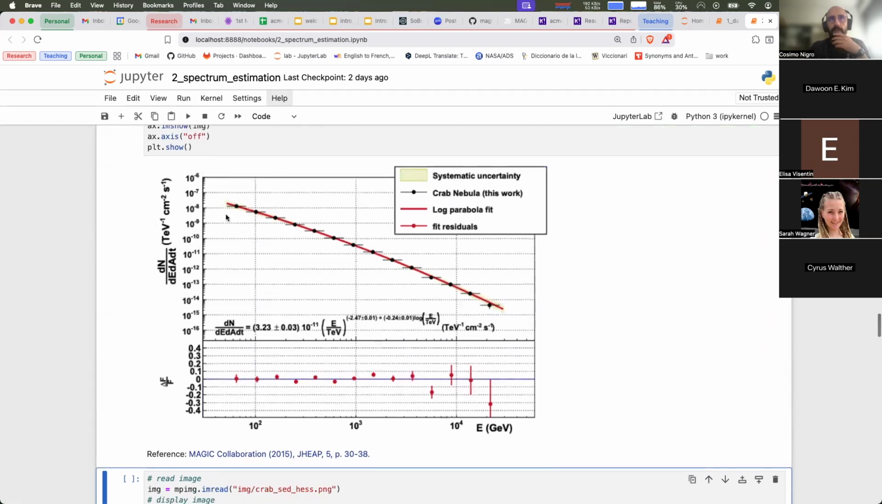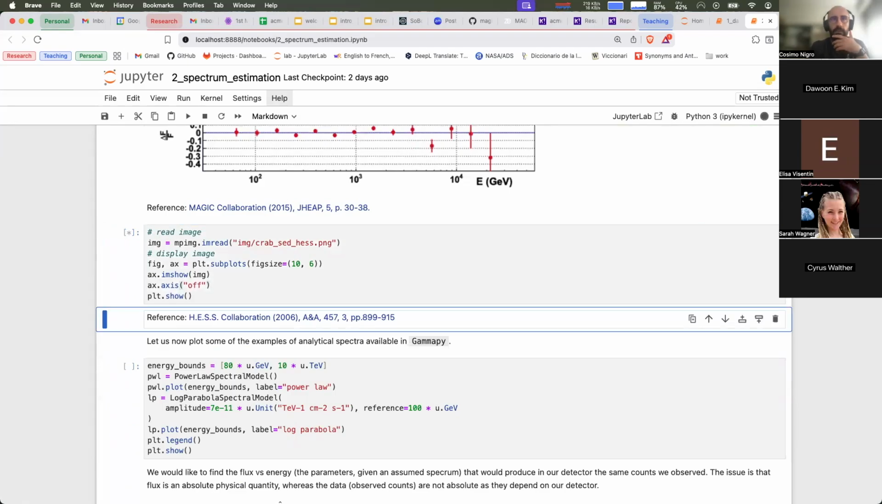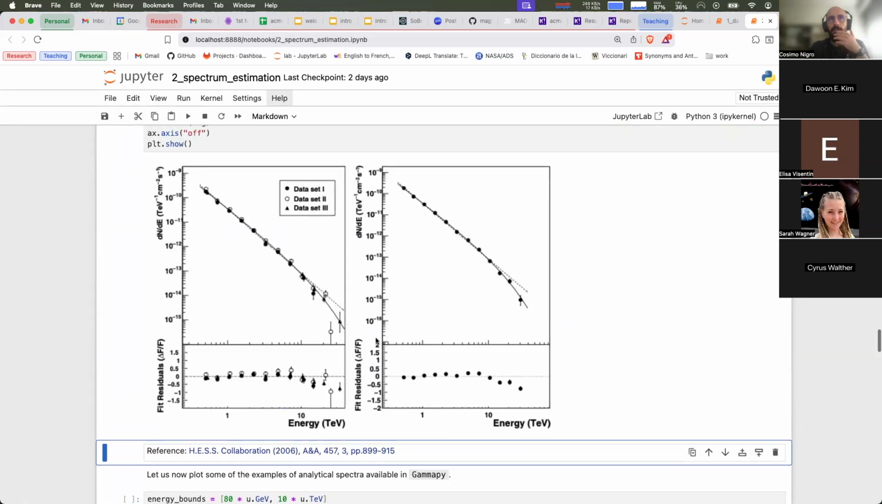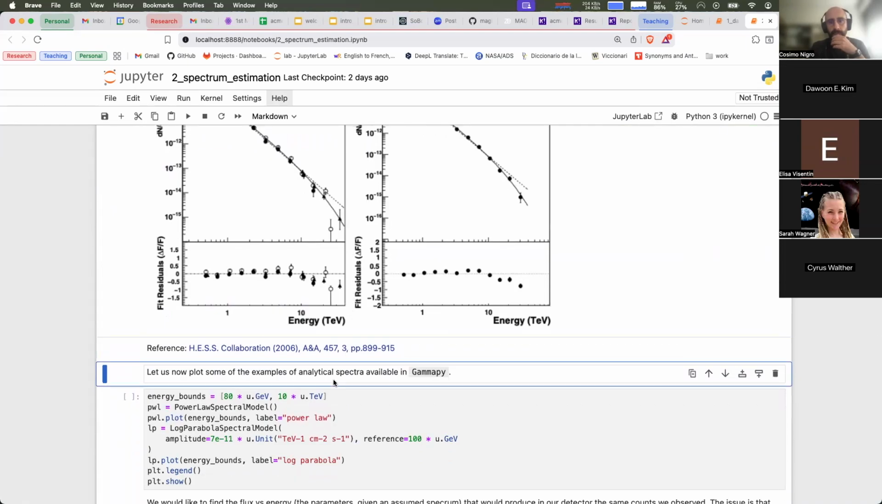For example, here you can see a measurement of the Crab Nebula spectrum by MAGIC. And as you can see, what we did is basically assume a log parabola and fit it to the whole spectrum. And here you can see the same by H.E.S.S., basically different. I think one is a power law with a cutoff, but basically what we do is we assume all the spectrum is described by some analytical function, okay?